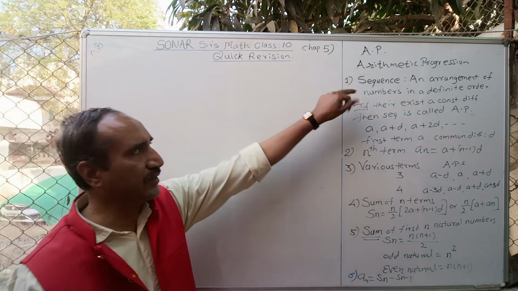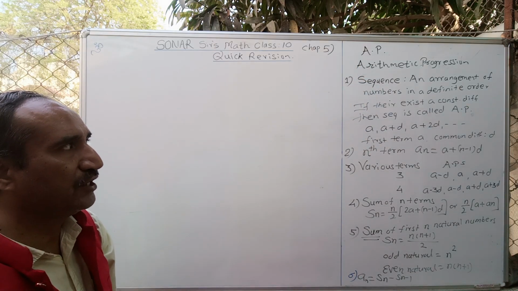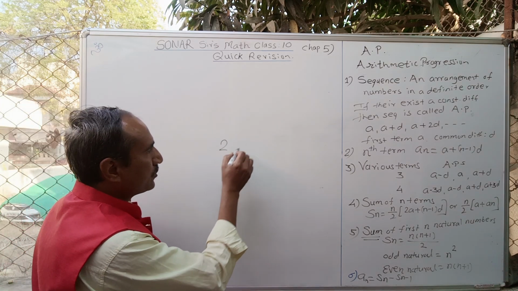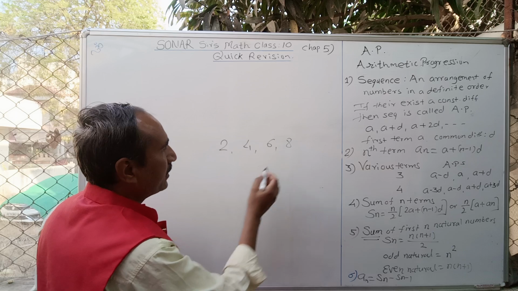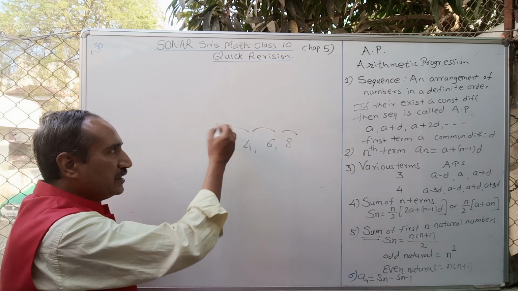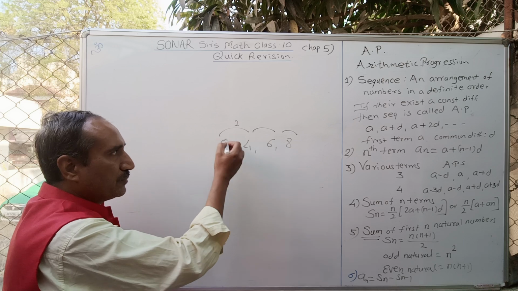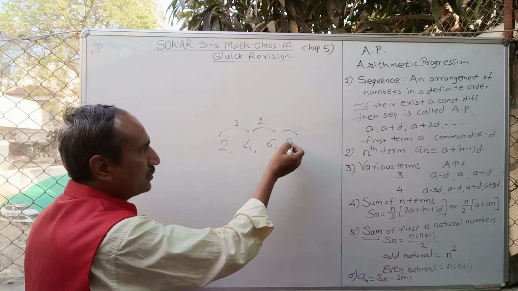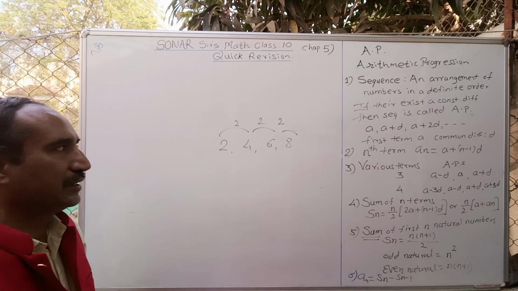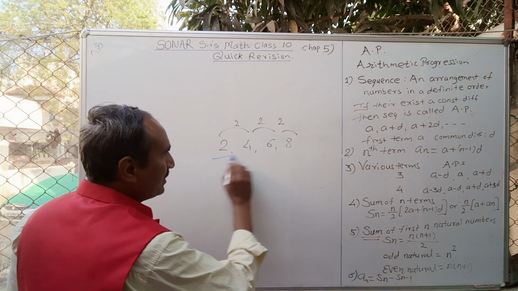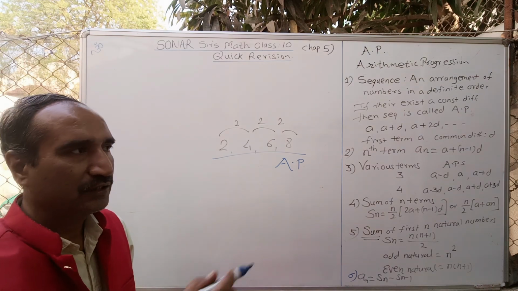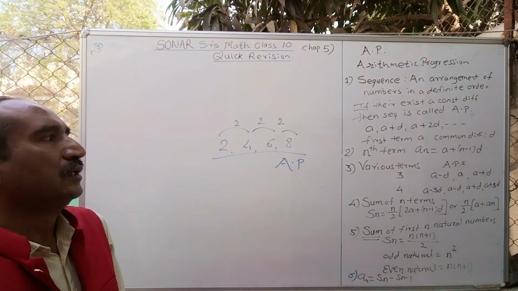Now, what is a sequence? A sequence is an arrangement of numbers in a definite order. Suppose 2, 4, 6, 8. So you can see there is a definite order. And if this difference is constant, suppose 4 minus 2 is 2, 6 minus 4 is 2, 8 minus 6 is 2, if this difference is constant, then this sequence is called an AP, that is, arithmetic progression.